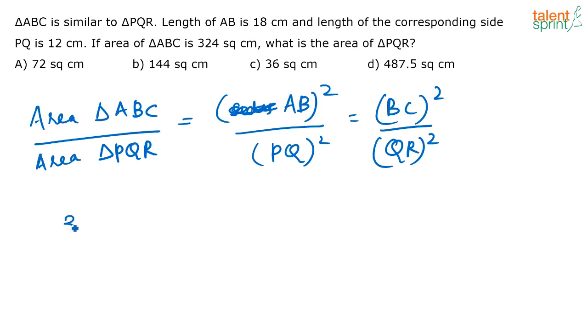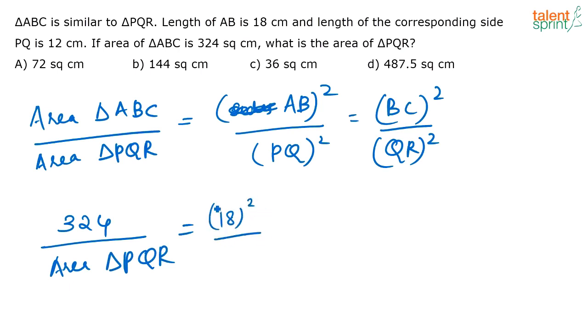You know the area of triangle ABC is 324. Now you don't know the area of PQR, so let's keep it there. That is equal to, length of AB is given as 18 centimeters and length of PQ is given as 12 centimeters. Equate this, you get the area of PQR as 144, that is 324 into 12 squared divided by 18 squared. Yes, so all of you have got the answer correctly? Correct.